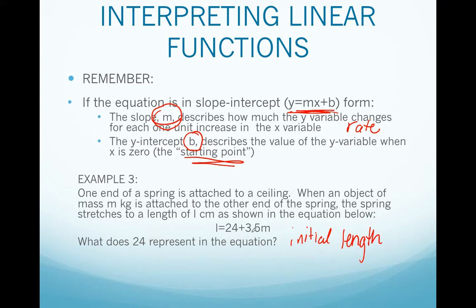If the problem had asked us instead what this 3.5 is representing, 3.5 is our rate. So 3.5 is telling us how much further that spring is stretching for each additional kilogram that's attached to the other end of the spring. So if we attach a 1 kilogram weight, then it's going to stretch another 3.5. If we attach a 2 kilogram weight, then it's going to stretch 2 times that 3.5, or 7.